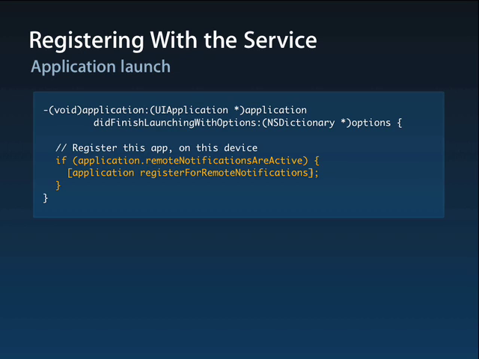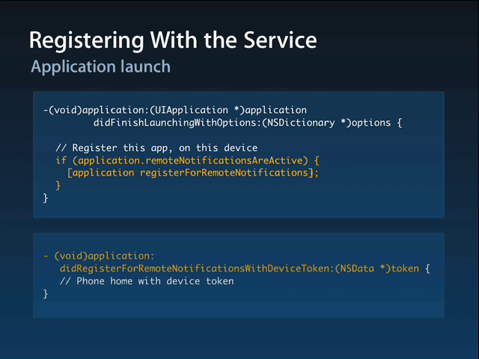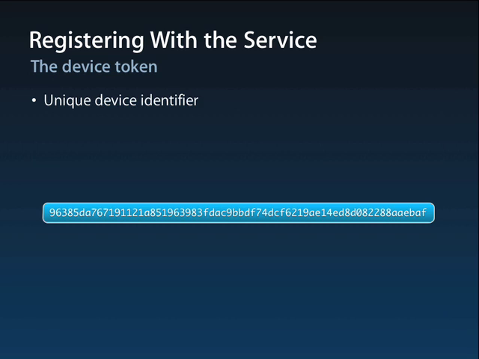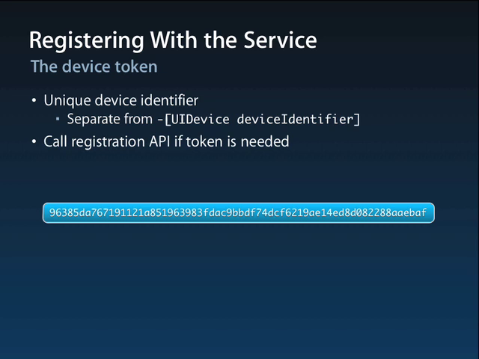Your application delegate will receive a callback containing a piece of data called a device token. This device token uniquely identifies the current device to the Apple Push Notification Service. It looks similar to the device identifier, but it is not the same thing, so be sure to not confuse the two. If you don't have the token in memory, you should call the registration API again. There is no detriment to calling it repeatedly. Do not store the device token in preferences or documents between launches. Always obtain it from the system.